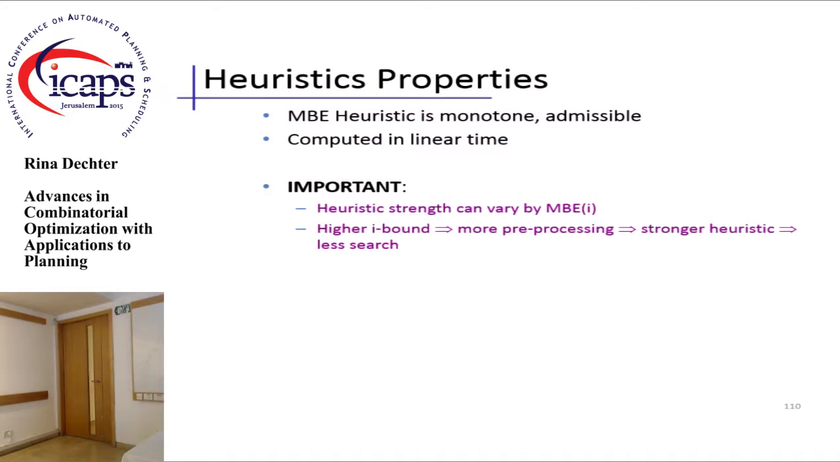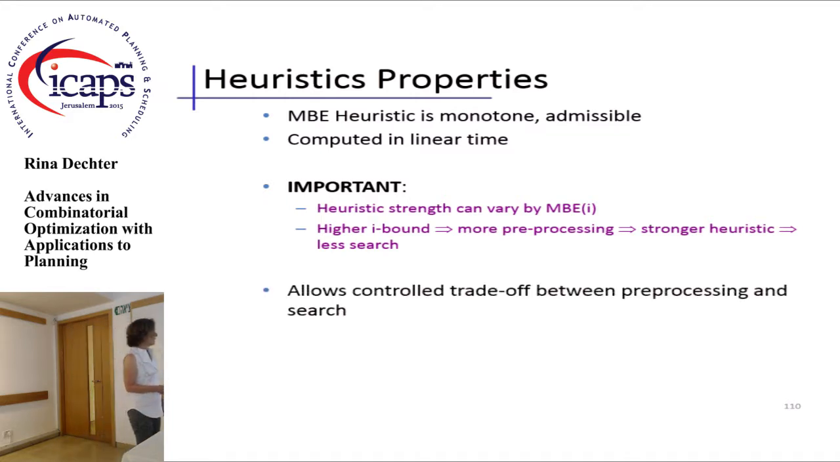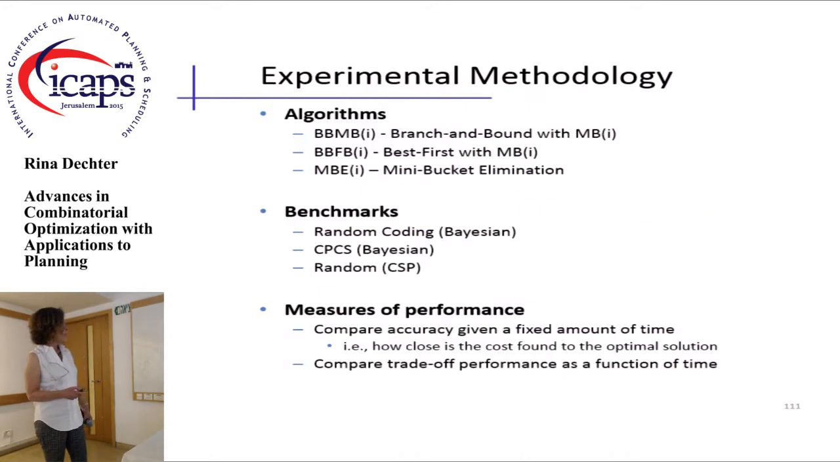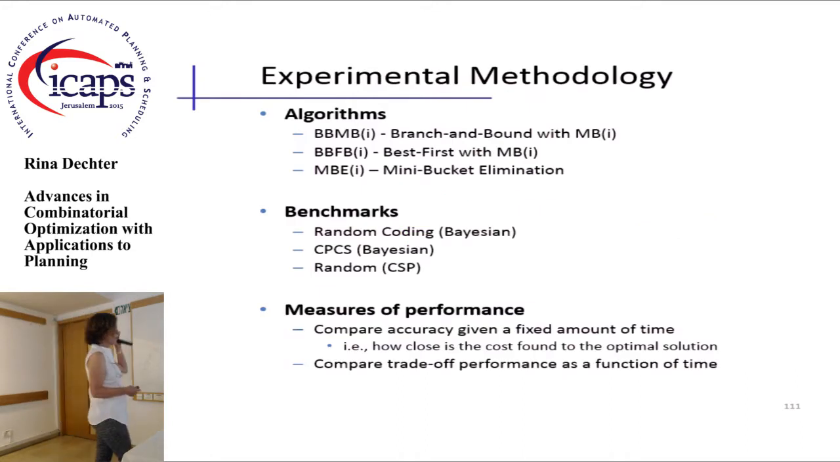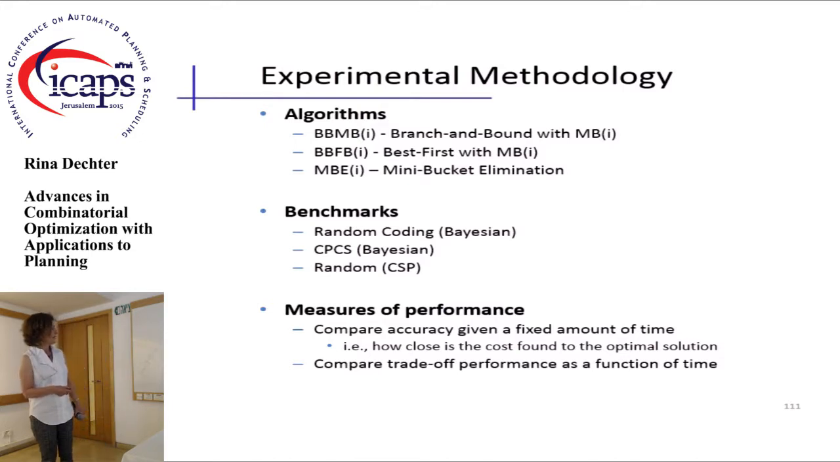The strength is dictated by the i-bound. If you rank high, you have an accurate heuristic. So you have a higher i-bound, more pre-processing, stronger heuristic, and less search. It allows control of the trade-off between pre-processing and search. And we experimented, this is reporting on some earlier work on that. We tried everything with branch and bound and best first search on various benchmarks.